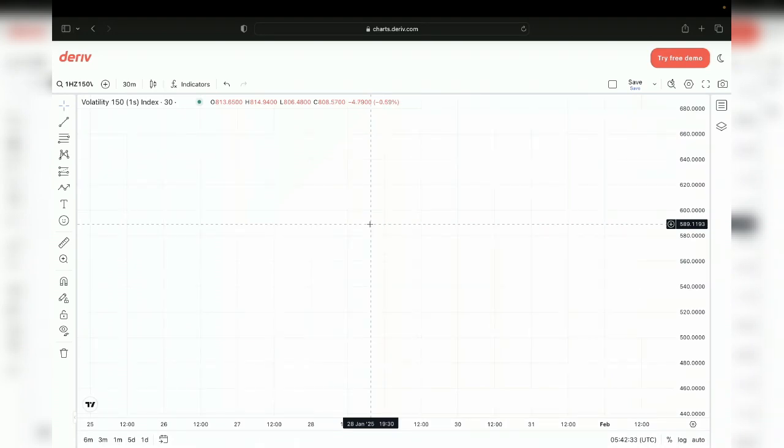Okay, so in trading, it is also applicable. We have to buy at discount and sell at premium.